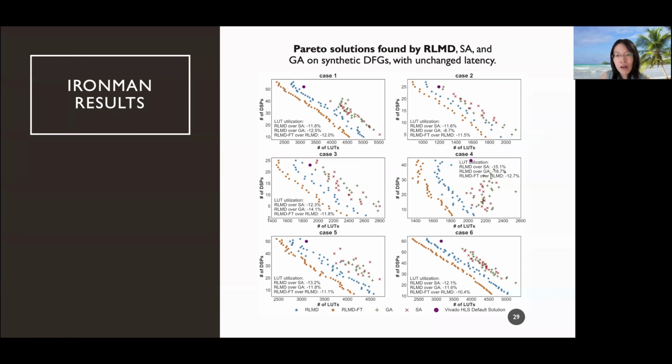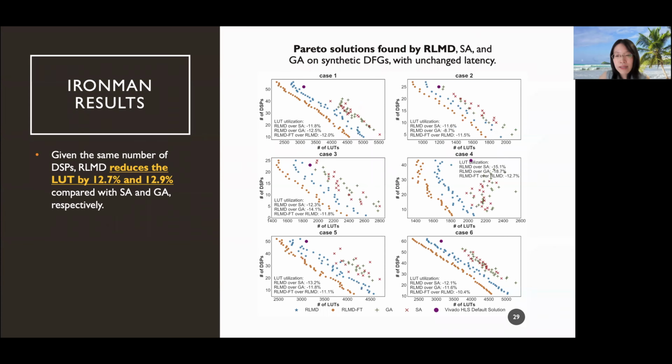This figure compares RLMD with GA and SA regarding the Pareto solutions between LUTs and DSPs. Obviously, RLMD outperforms GA and SA by a large margin. Given the same number of DSPs, RLMD is capable of finding solutions reducing the LUT utilization by around 13% compared with SA and GA. After performing fine-tuning, an additional 11.6% reduction in LUT utilization is achieved. These promising results show great potential of applying reinforcement learning for DSE in HLS.